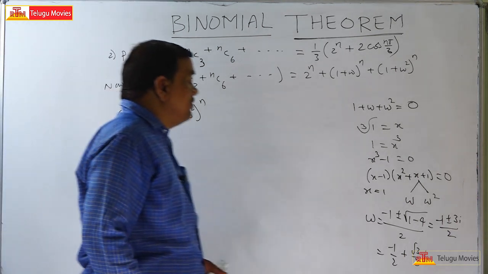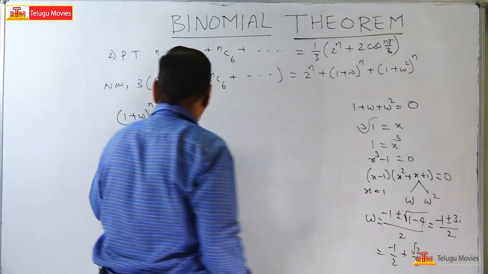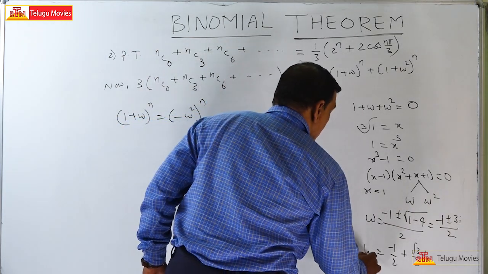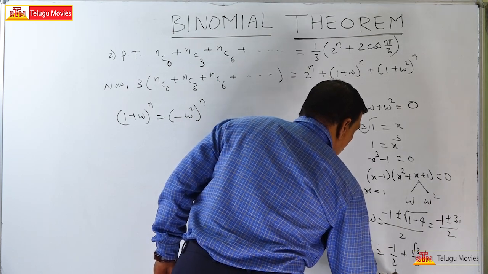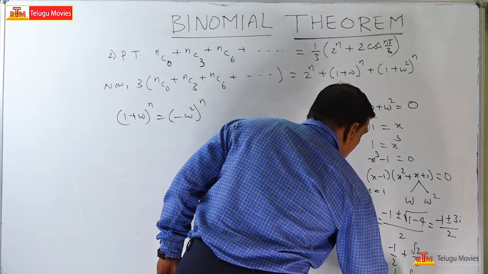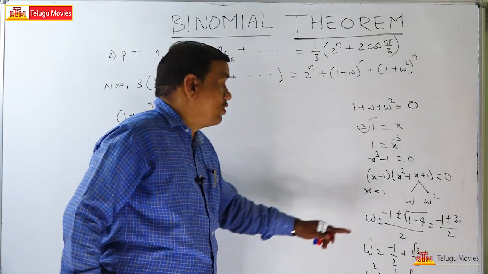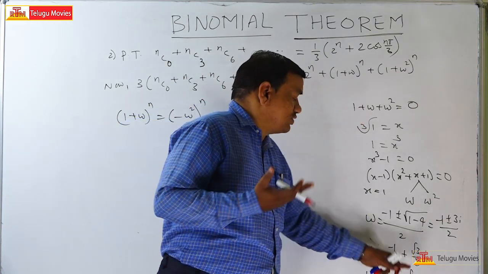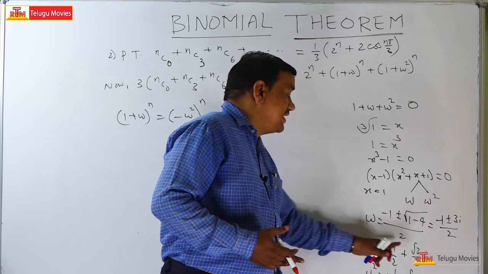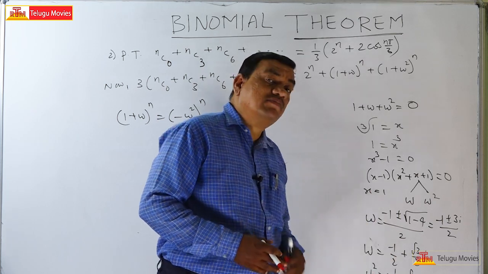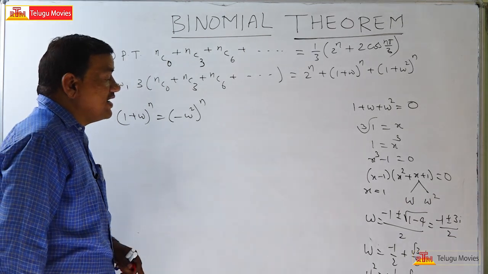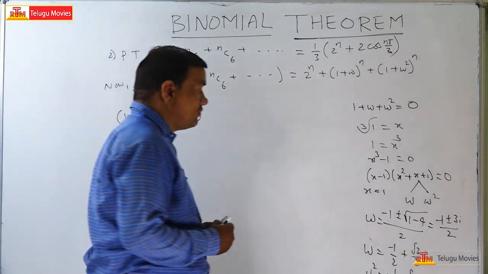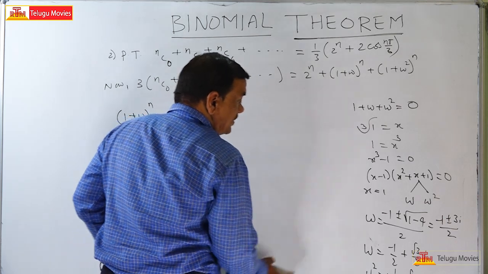Omega square value you will get, you can call it omega square also, no problem. If this is omega, then omega square is minus 1 by 2 minus root 3 by 2 i, vice versa. If omega is with plus, omega square will have minus. If omega square is with plus, then omega will become minus, that's all, vice versa. But here we want minus omega square.